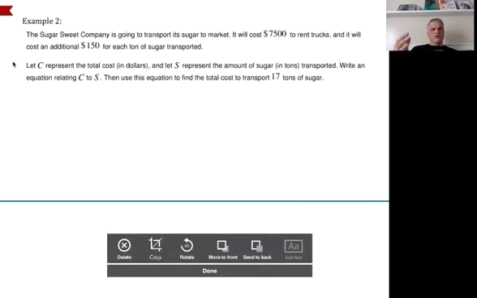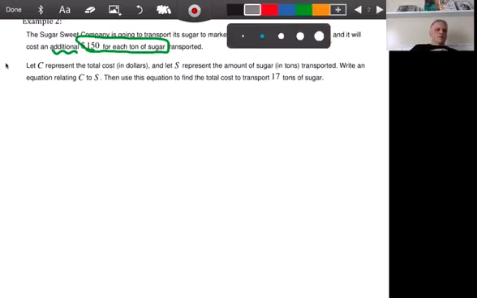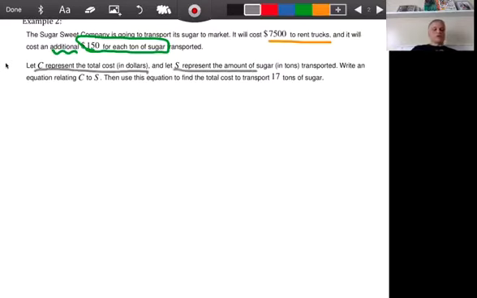section of our notes. Okay, we drop down, we've got example number 2. The Sugar Sweet Company is going to transport sugar to the market. It says it's going to cost $7,500 to rent trucks, and then it'll cost an additional $150 for each ton of sugar. Right? Now for the variables, it says let capital C represent the total cost in dollars, and let capital S represent the amount of sugar in tons that they're transporting. So the first thing it says is write an equation relating C to S.